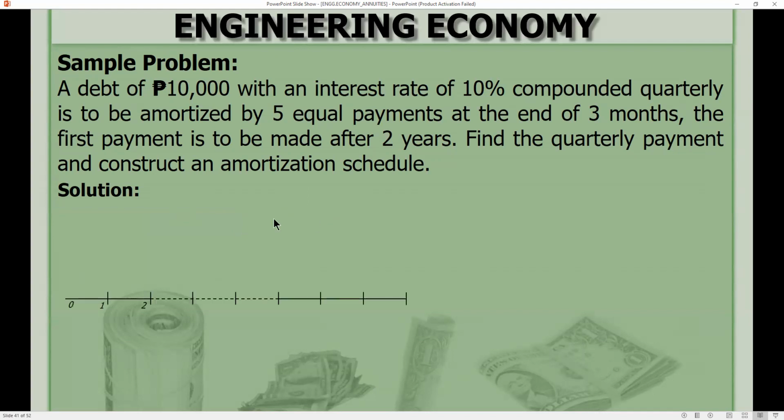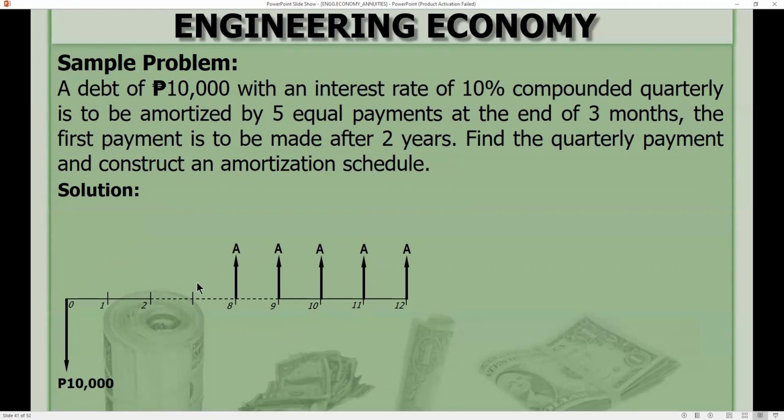So, in the cash flow diagram, it starts after 2 years. But since it is quarterly, it starts at period 8. The 10,000 debt does not start at 8. After 2 years, that is 8 periods, and then 5 payments, so periods 9, 10, 11, 12. This is how it looks.